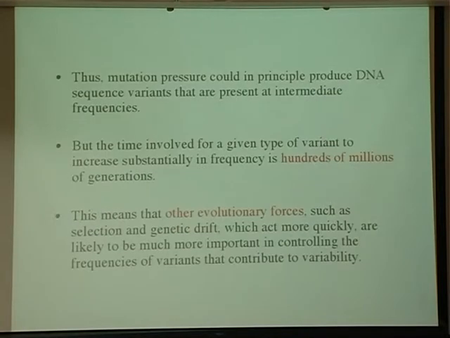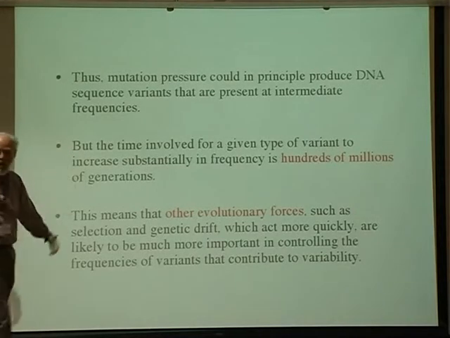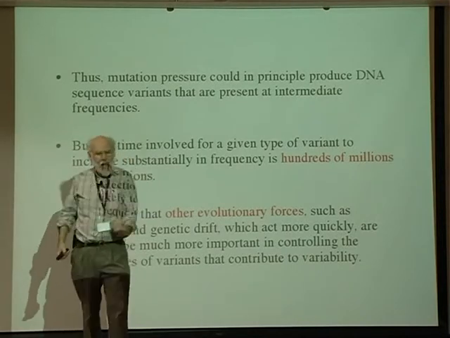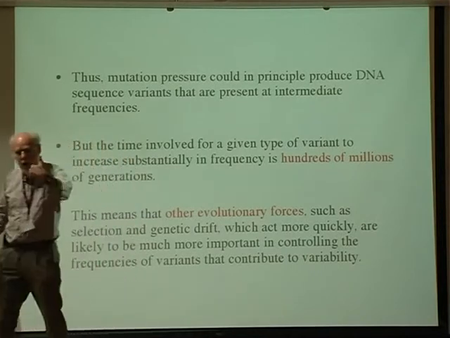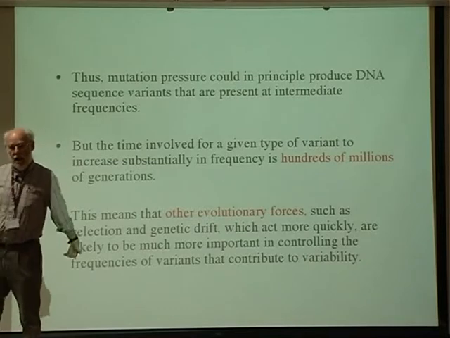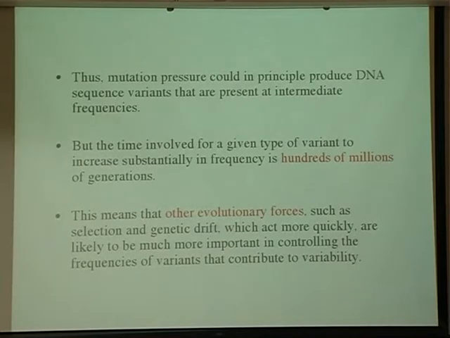Right. So mutation pressure could, in principle, produce DNA sequence variants that are present at intermediate frequencies. But the time that it would take for this to happen is hundreds of millions of generations, okay? The mutation rate in humans is 10 to the minus 8. That means 10 to the 8, which is 100 million generations, it would take to get much of a change in allele frequency due to mutation pressure. 100 million generations in humans.